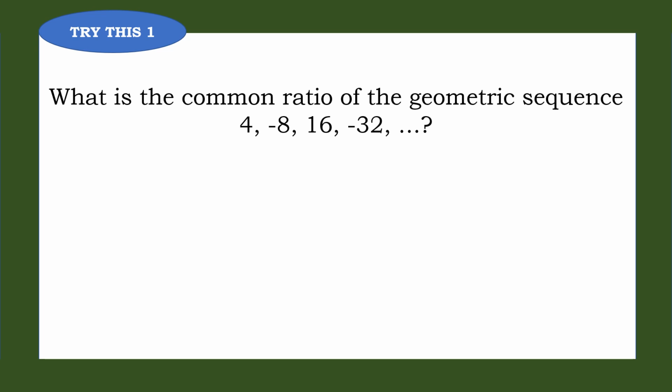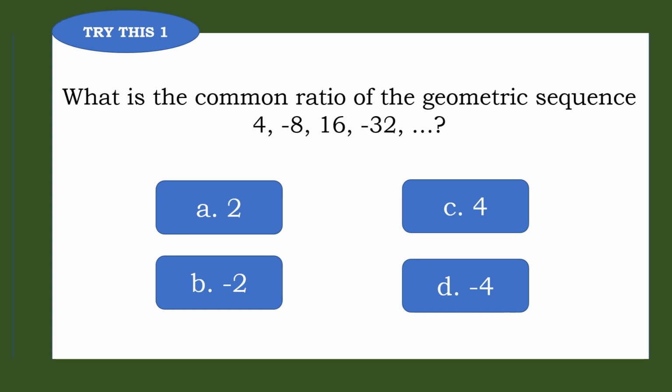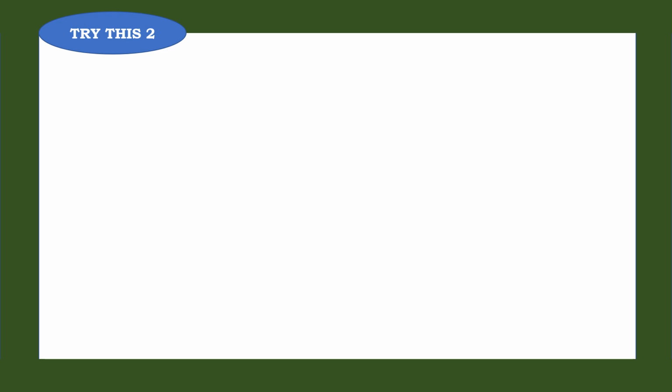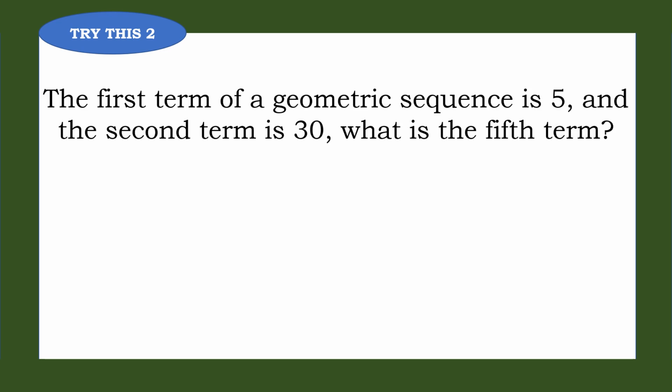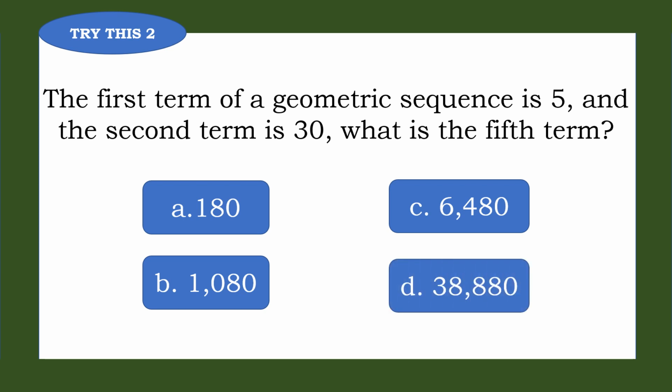Now let's try this. What is the common ratio of the geometric sequence 4, negative 8, 16, negative 32, and so on? Is it A, 2, B, negative 2, C, 4, or D, negative 4? Example 2. The first term of a geometric sequence is 5, and the second term is 30. What is the fifth term? Is it A, 180, B, 1080, C, 6480, D, 38,880?